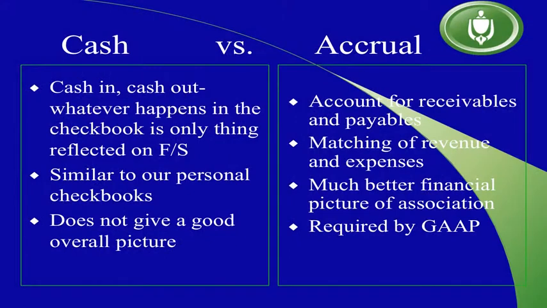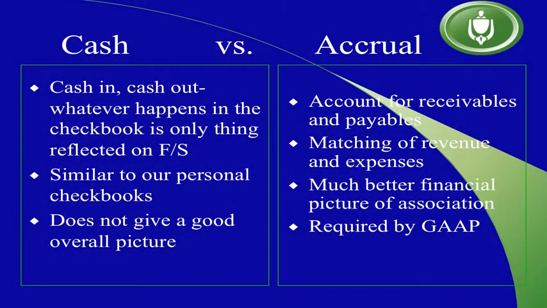There are two prevalent methods of accounting, cash versus accrual, that board members often ask about. Cash basis is basically cash in and cash out. Think of this as what happens in your personal checkbook. You record deposits and you record checks. The problem with cash basis of accounting is it does not give you a good overall picture of how the association is doing. The more prevalent and more correct method of accounting is the accrual basis.